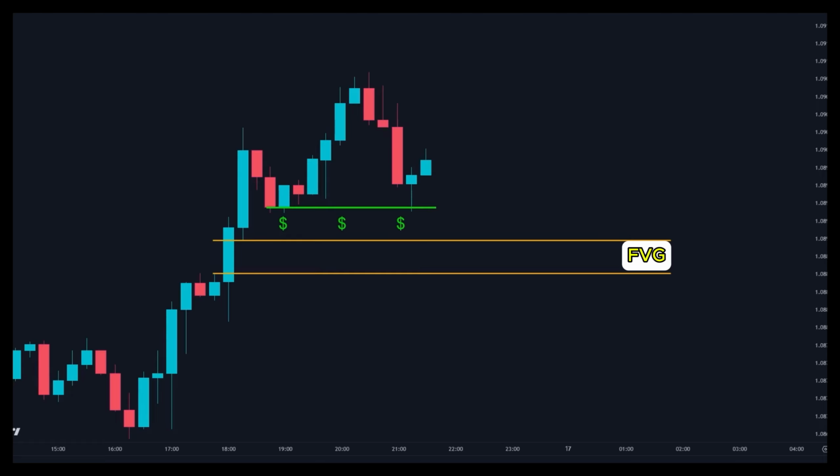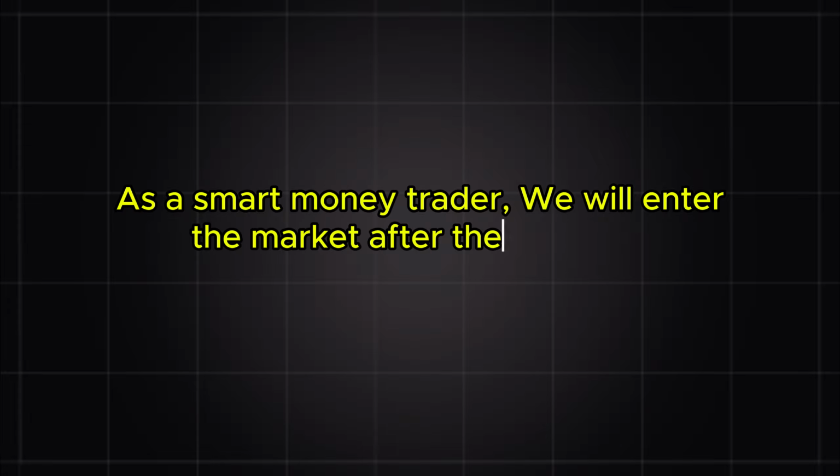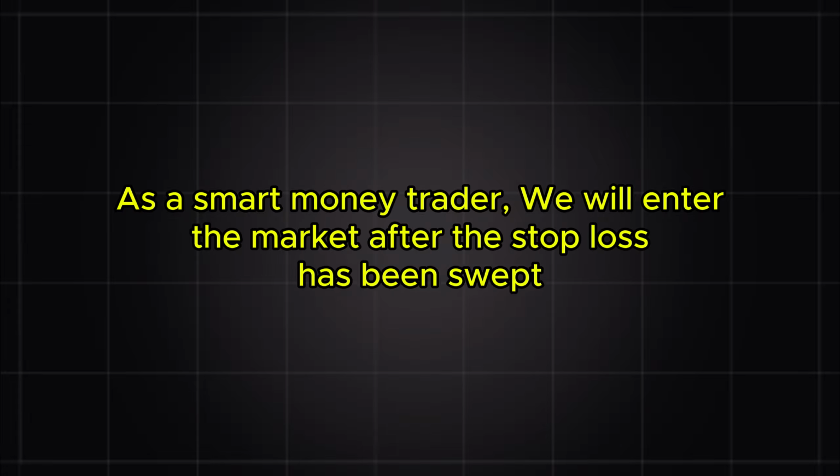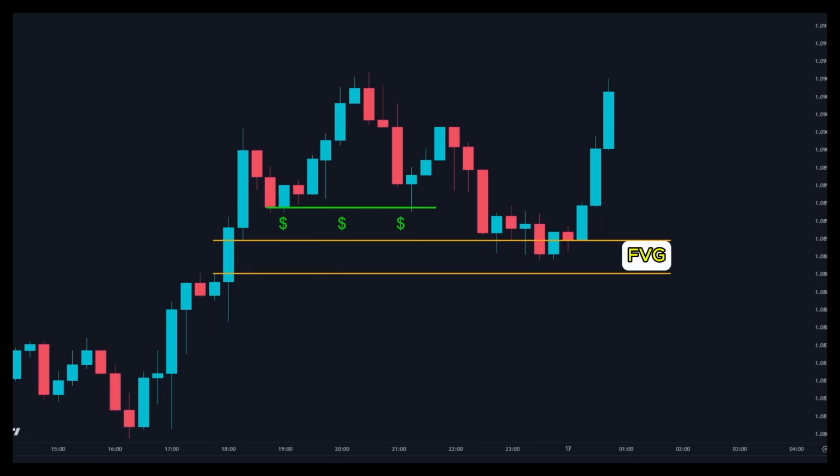So, a perfect trading idea would be to wait for the price to break below the equal low, grab the liquidity, and then we can go long in the FVG zone. This way, as a smart money trader, we will enter the market after the stop losses have been swept. But you might say, isn't breaking below this area considered a change of character and a shift in the market direction? The answer is yes.